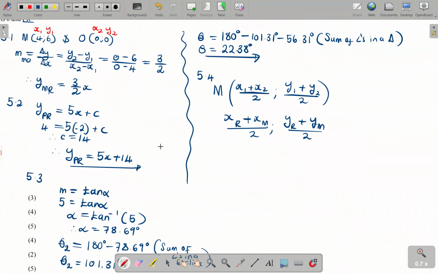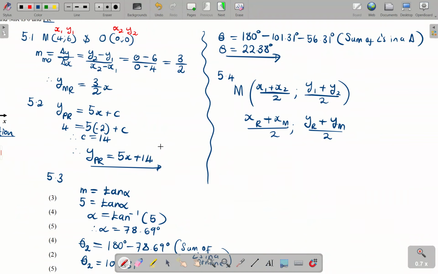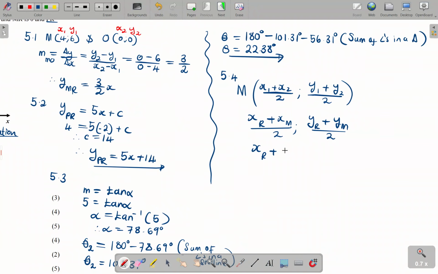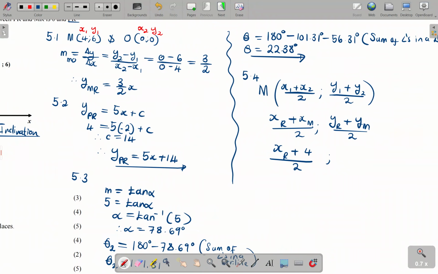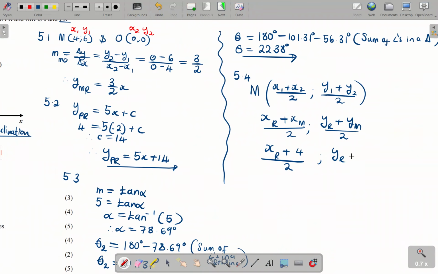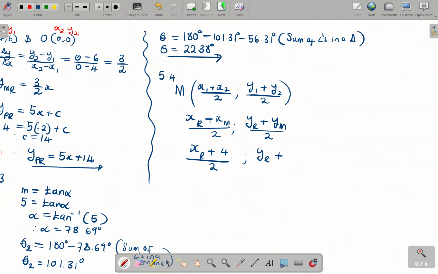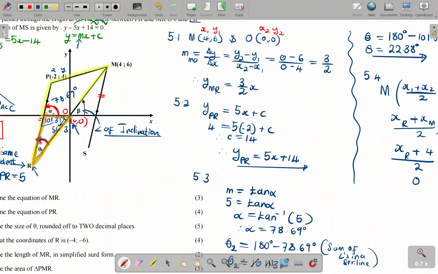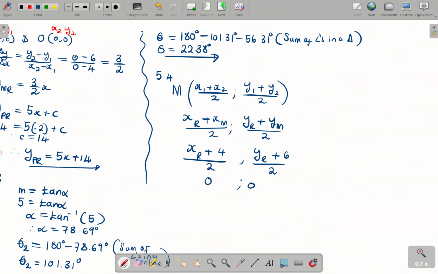So what is xR? xR will be xR there. But what is xM? xM, if you go back there, is 4, all over 2. And your yR will be yR plus your yM. yM will be 6, all over 2. But we know that the midpoint here is supposed to be (0, 0). You know that, guys. We have the midpoint O, which is the origin.